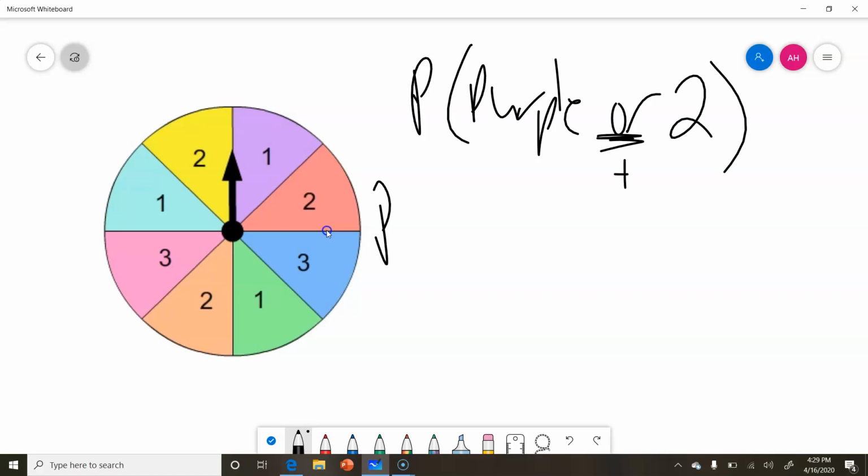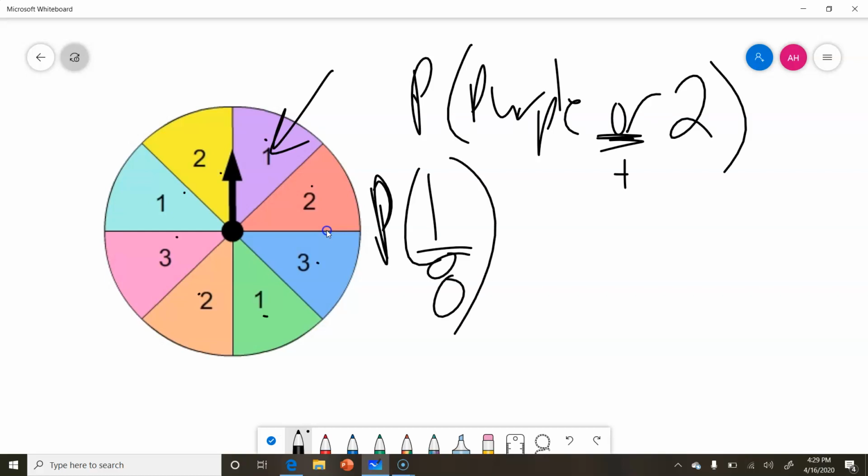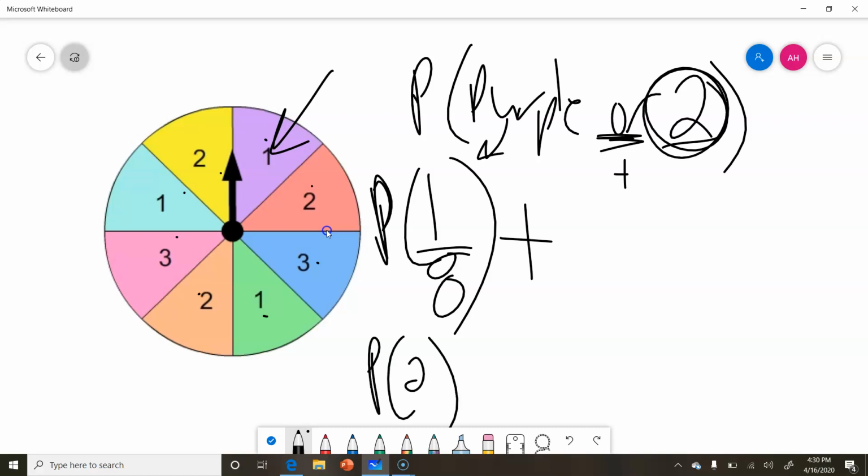So if I have the probability of purple, what is the probability of purple? There is only one that is purple, so that's 1 out of, how many do we have? 1, 2, 3, 4, 5, 6, 7, 8. So the probability is 1 out of 8. That's purple. So now I add it to the probability of getting a 2. What is the probability of getting a 2? Well, there's 1, 2, 3. Okay, so I know it's 3 over 1, 2, 3, 4, 5, 6, 7, 8.